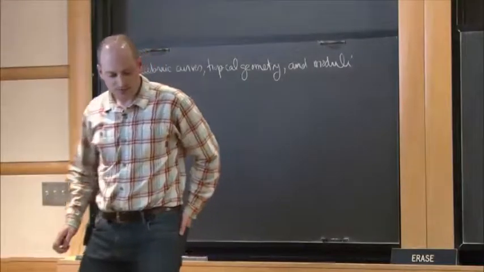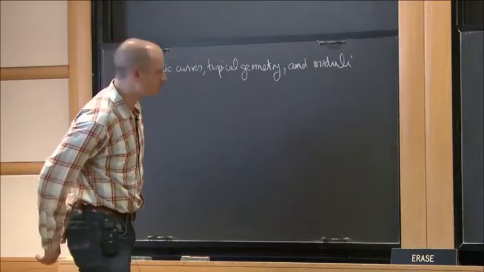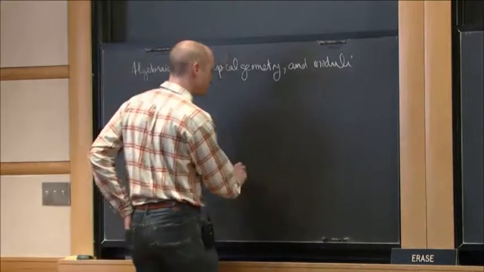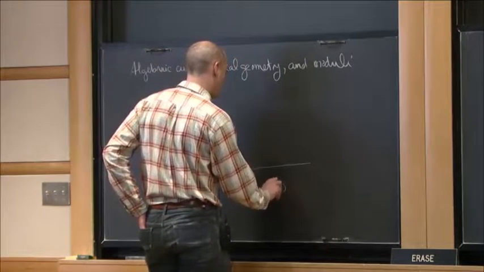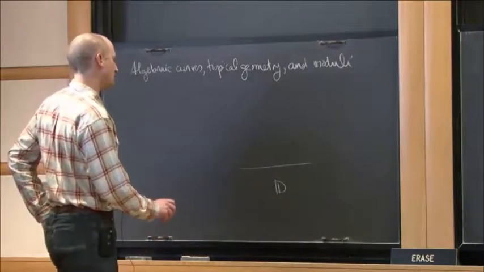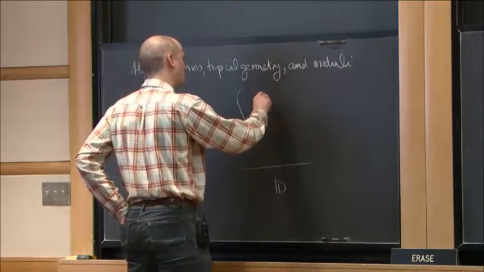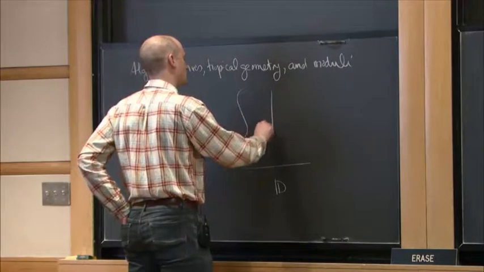So I want to start by talking about how one can use tropical geometry or discrete methods to get information about one curve, so one curve at a time. And so here's the setup. We have the disk, so a small neighborhood of the origin in the complex line, and we have some family of curves that's degenerating.